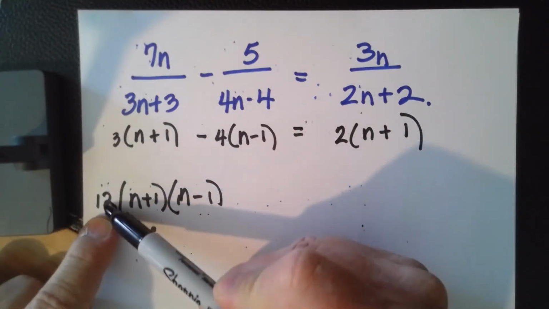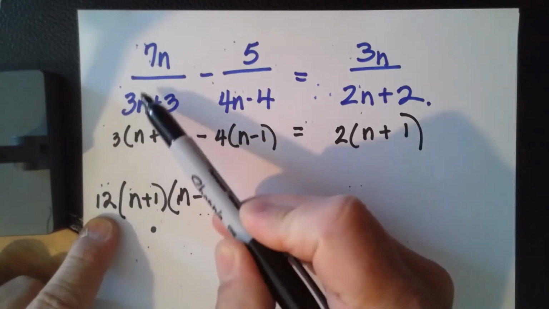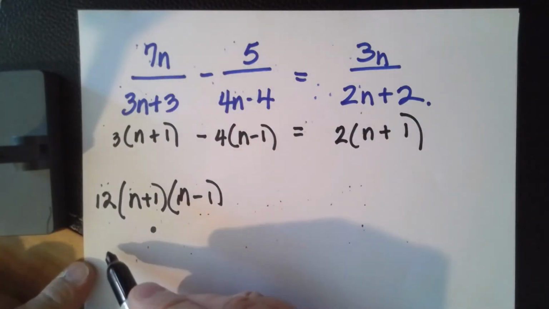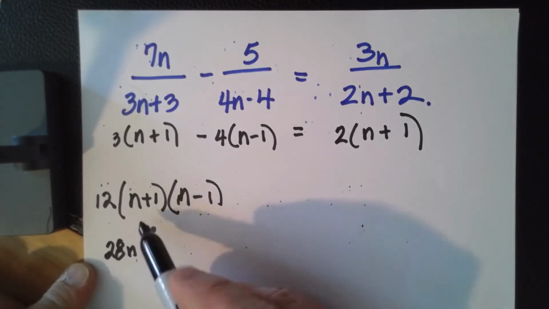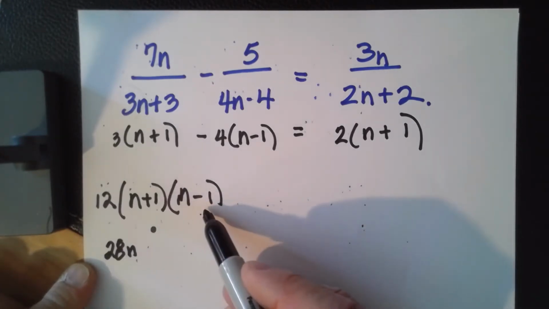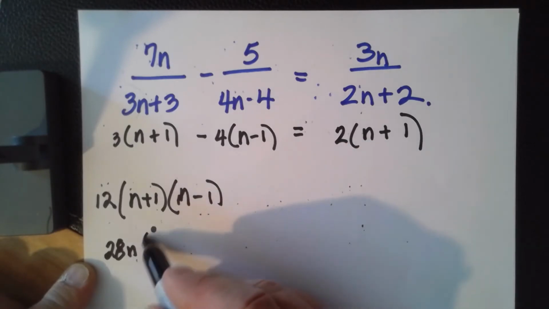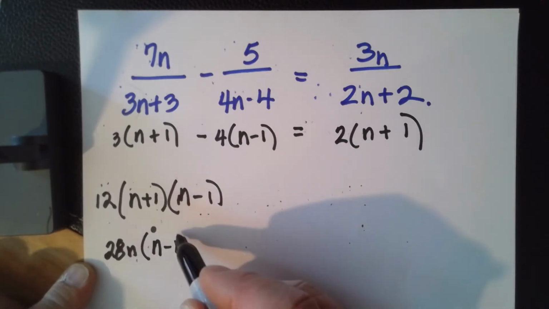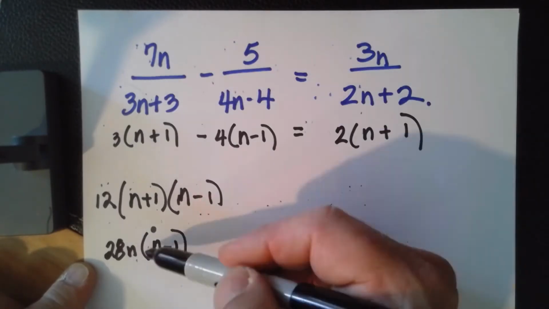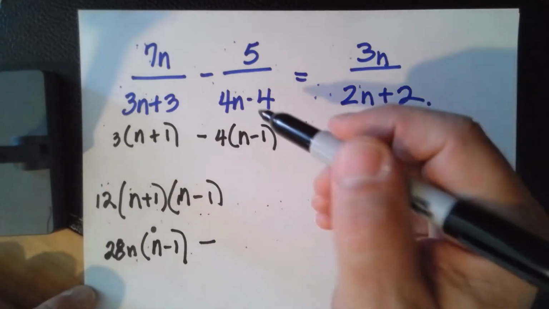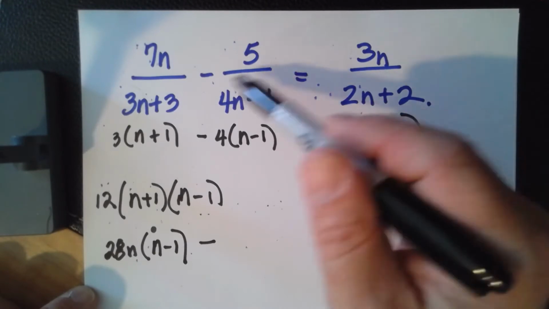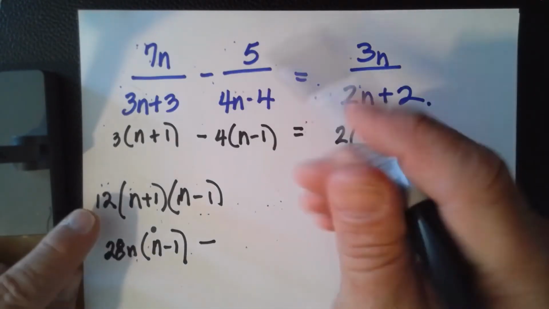I go 3 goes into 12 4 times, and 4 times 7n is 28n. I have an n plus 1, but I don't have an n minus 1, so I need to multiply this whole thing by n minus 1. Okay, so that's the first fraction taken care of. Now I'm going to do the second one. Okay, and I go ahead and pull all this together. Okay, so here I go.